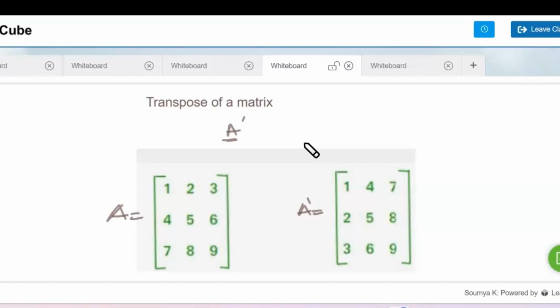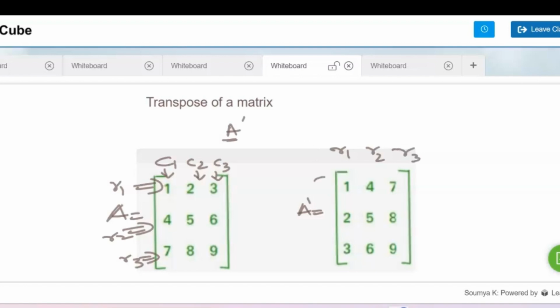For example, let's say here, this is your first row, R1, R2 and R3. This is column 1, column 2 and column 3. So when you have this matrix with you and you take A transpose, R1 elements will be your first column, R2 will be your second column, and R3 will be your third column. And similarly, C1 will be your first row, C2 will be your second row, and C3 will be your third row. So this is just an example where it is shown.